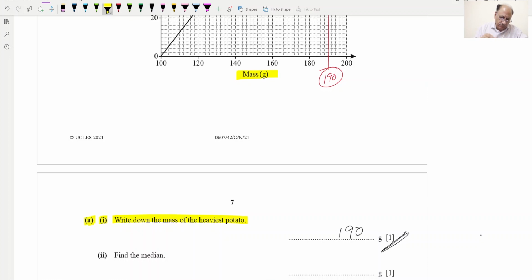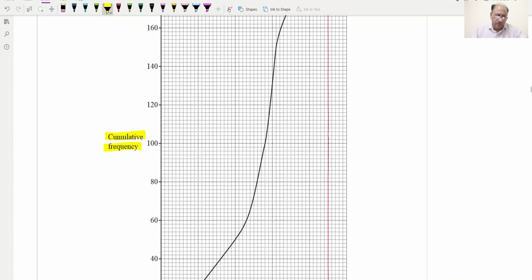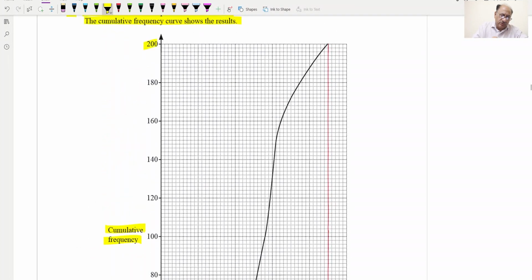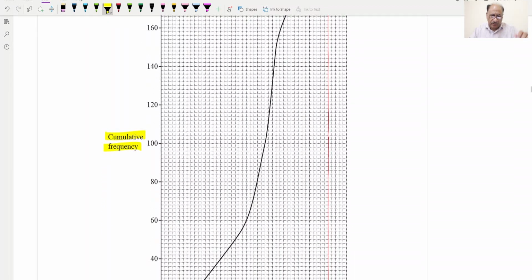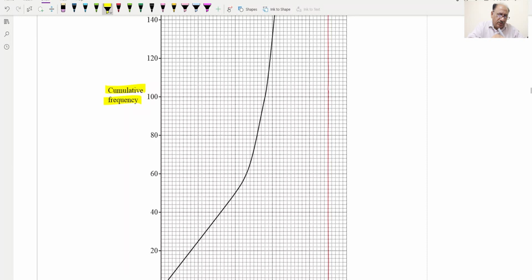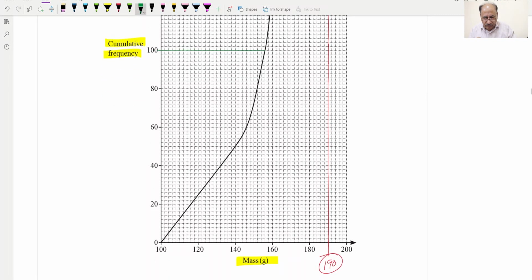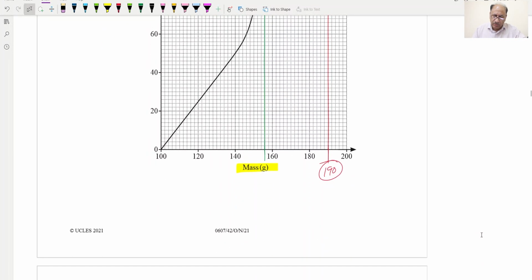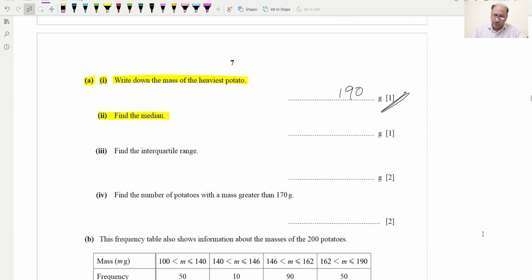Find the median. Now the median will be the middle value. Middle of what? Middle of the cumulative frequency. This one, 200, will give 100, and we will check the reference for 100, and that reference we can draw over this one, and we will check the x value, which I want to read as accurately as possible. So this value is 156. 156 is this value, which we can write over here, 156 grams.